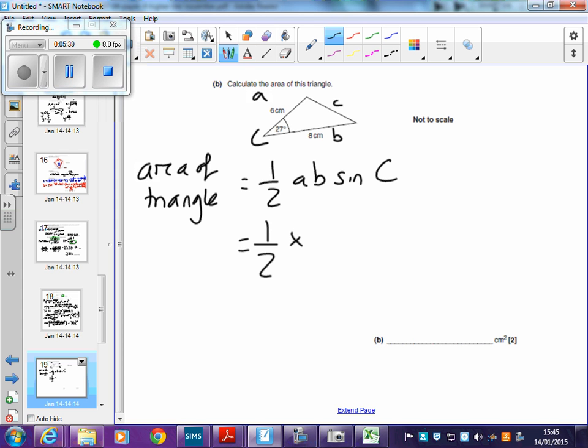So a half times a, which is 6, times b, which is 8, times sine of C, which is 27. Stick that into your calculator. Half times 6 times 8 times sine 27 equals. Does it say decimal places? No, I'm going to go one decimal place, so I'm going to go 10.9 centimeters squared.